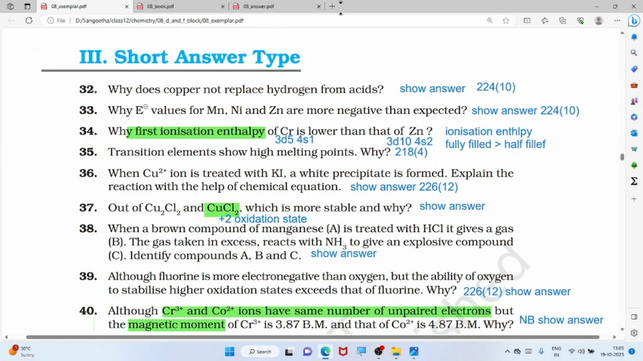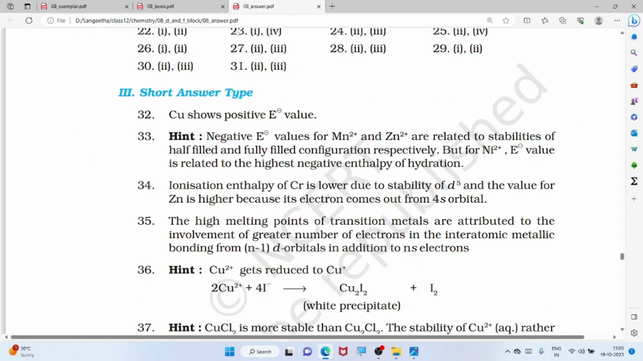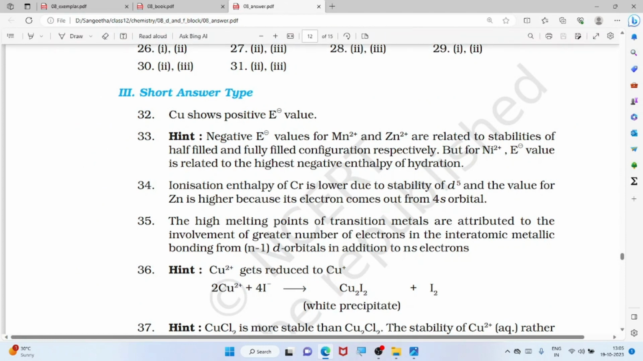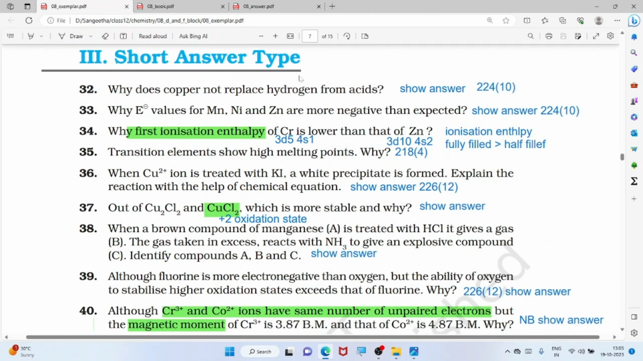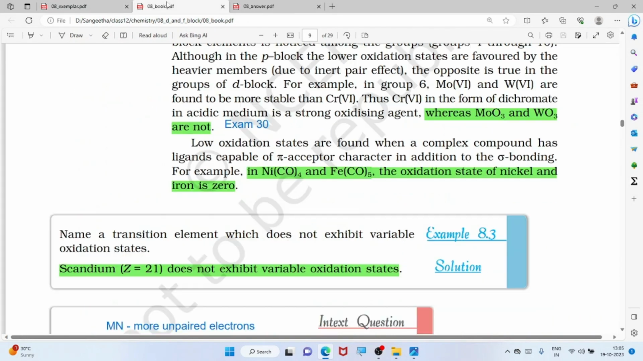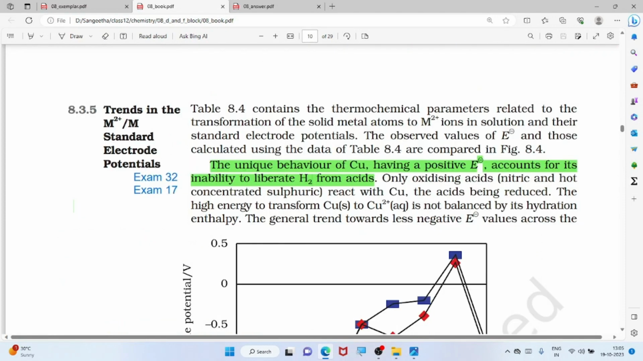Short answer type. Why does copper not replace hydrogen from acids? Because it has a positive electrode potential, so it will not liberate hydrogen.